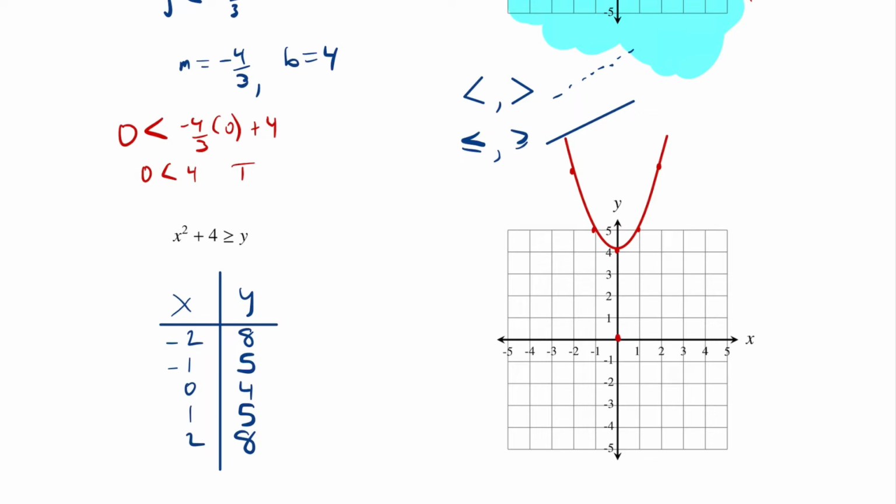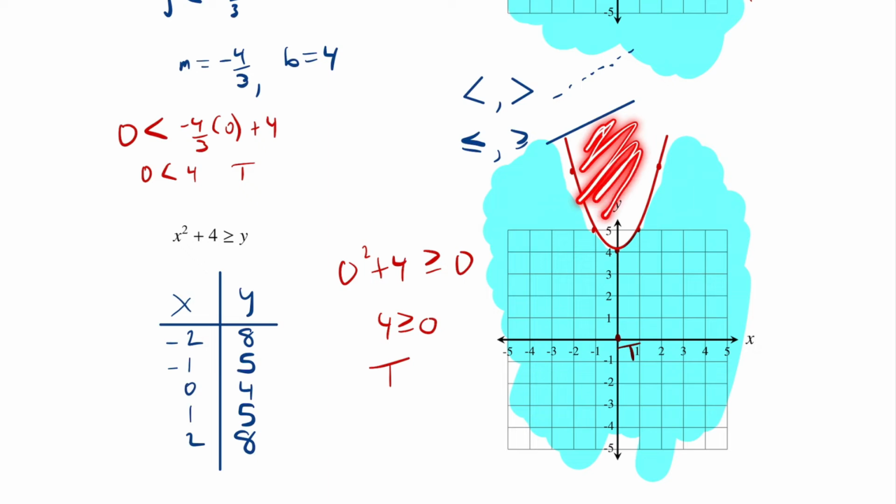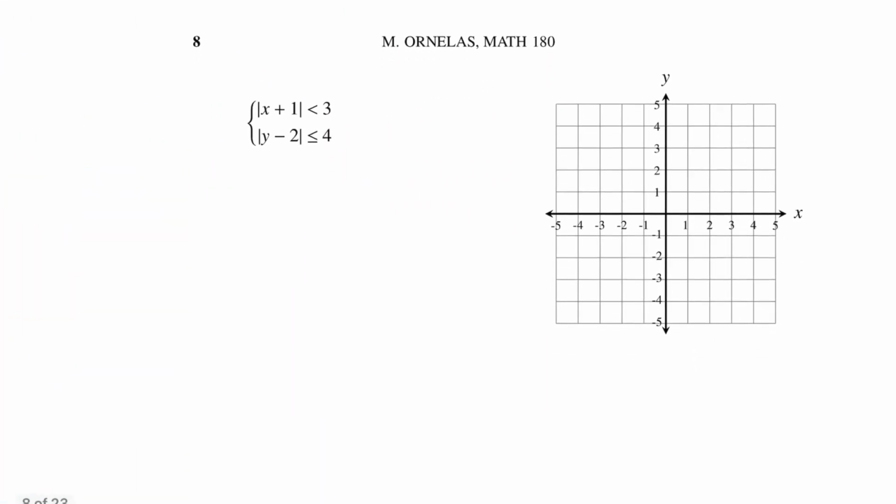I'm going to test the origin once again. That's my favorite point to test. If you substitute 0 for x and 0 for y, you get 0 plus 4 is greater than or equal to 0. 4 is greater than or equal to 0 is a true statement again. Because it's true, you have to shade the side where the origin is, and that would be the bottom, below the graph. If it would have been a false statement, then you would have shaded inside the parabola.